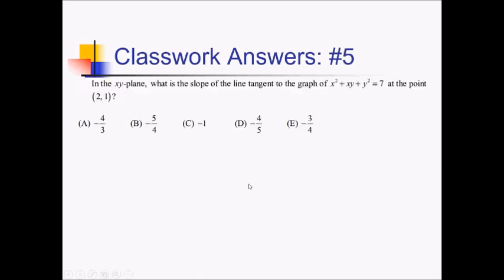On this problem, they want to know the slope of the line tangent to this crazy-looking graph at the point 2 comma 1. So to get this, we first need to take the derivative of this thing, and it's going to require implicit differentiation because y is kind of all over the place. And then we're going to have to plug 2 comma 1 into that.